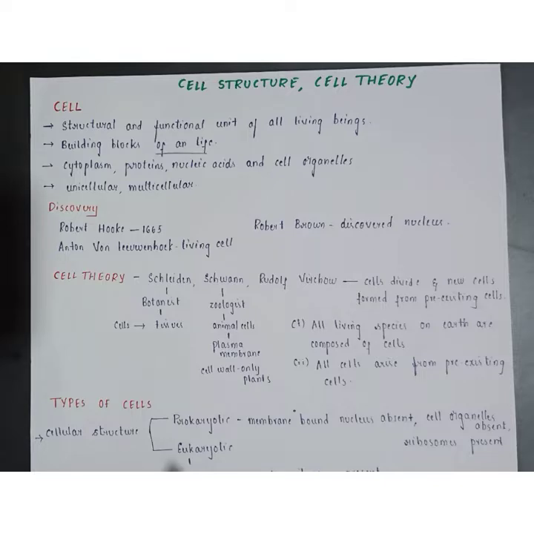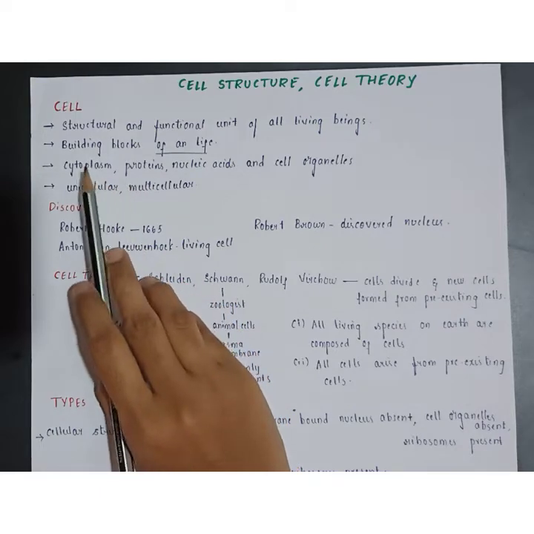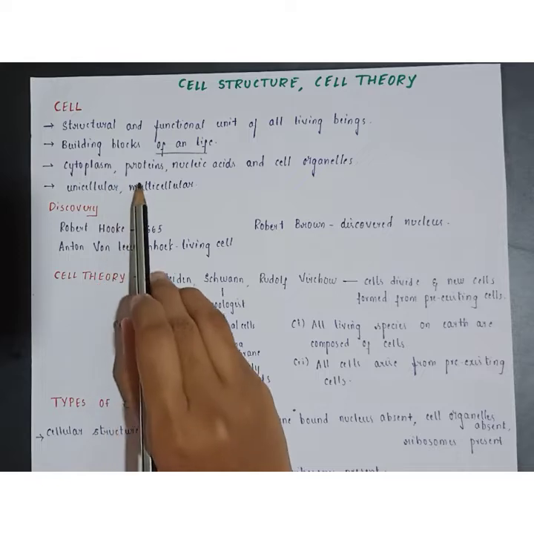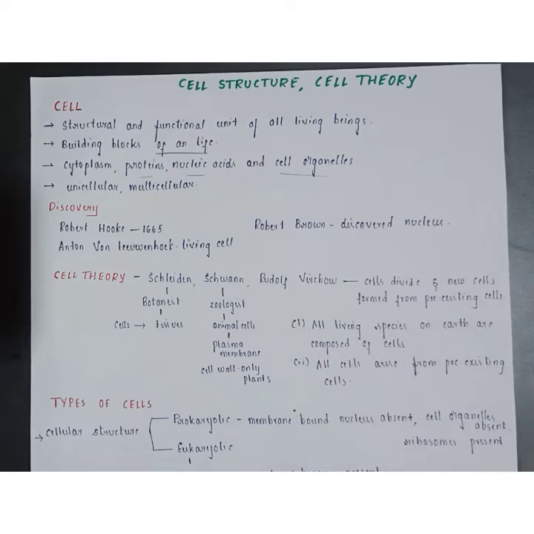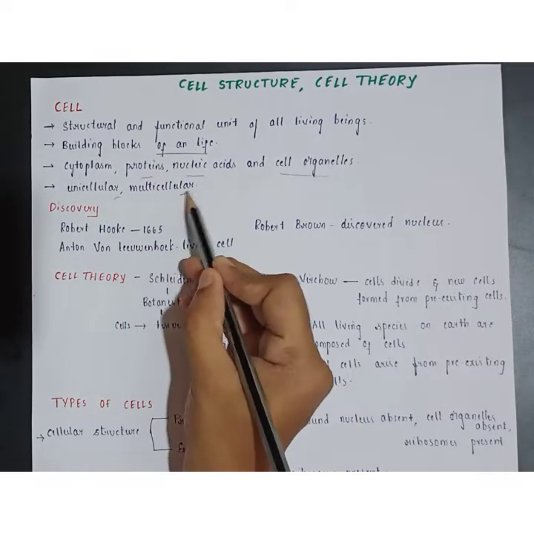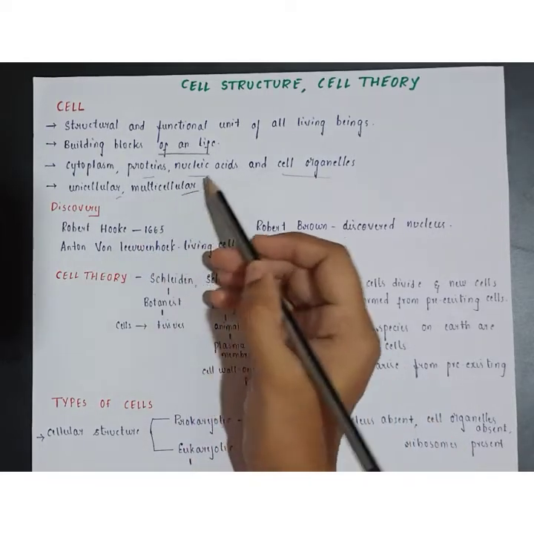If we take a building as an example, the building itself is made up of several bricks. In the same way, a human being or any living organism is made up of single units called cells, hence they are called the building blocks of life. The cell also contains a fluid component called cytoplasm, and in the cytoplasm it contains proteins, nucleic acids, and certain cell organelles. Based on the cell structure and cell number, organisms are classified as unicellular and multicellular organisms. If a single cell is present, it is called unicellular, and if multiple cells are present, it is called a multicellular organism.